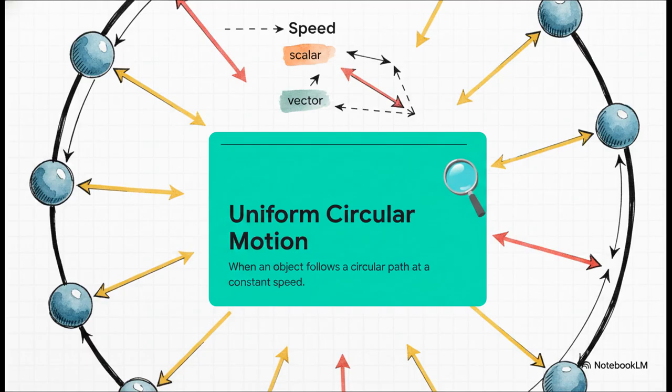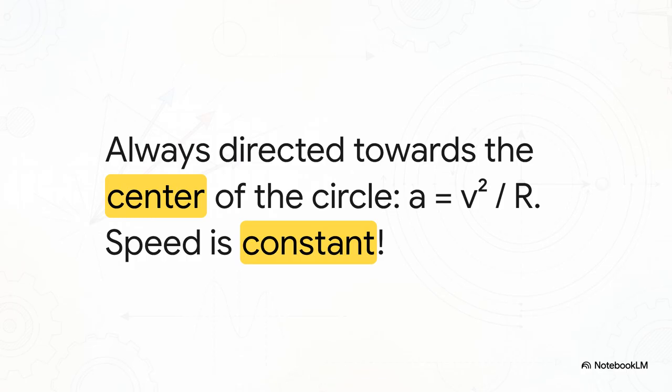And that brings us to a really fascinating physical paradox. Because that direction is constantly shifting, the object is technically always accelerating, even if its speed never changes. Crazy, right? This continuous acceleration is directed straight toward the center of the circle. We call it centripetal acceleration, and the math is beautifully simple. Acceleration equals velocity squared divided by the radius of the circle.